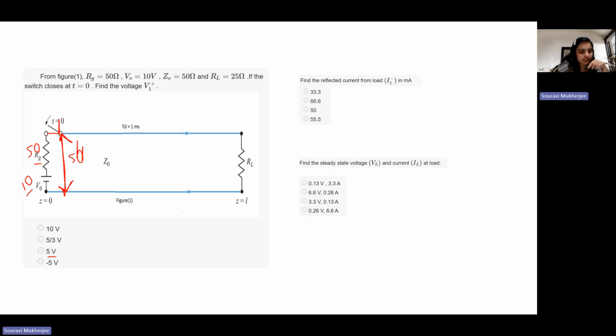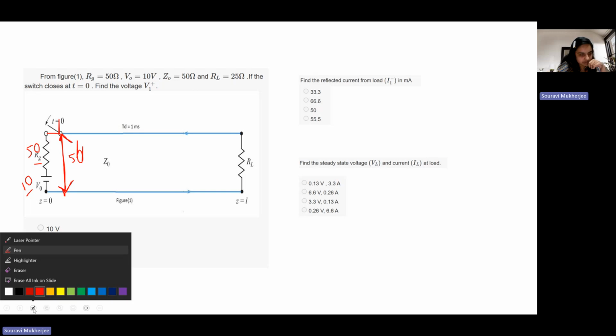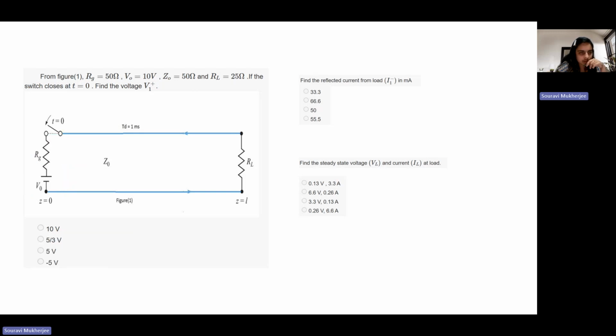Now, for any other kind of question, suppose this was 100 and this was 50, then the voltage would have got divided accordingly. It's a typical way of distributing voltages, right? Based on the ratio of the resistances that are there, the voltage would have got divided. Here, because they're equal, it would be divided into 2, so you would have 5 volts here. Okay, so that is your voltage at the source end.